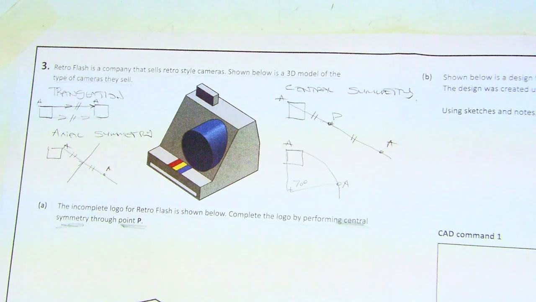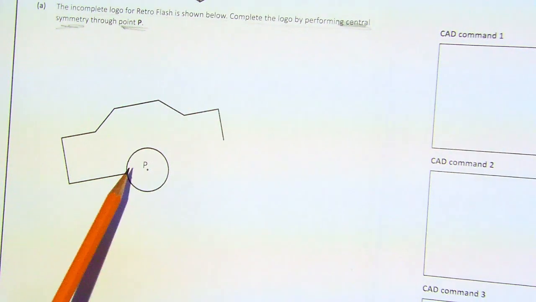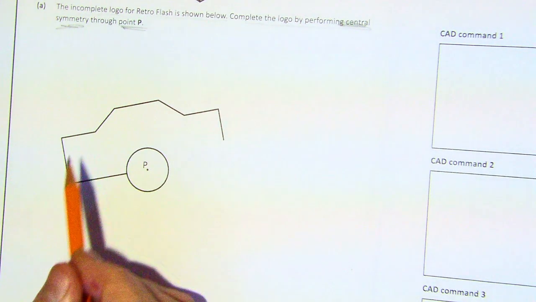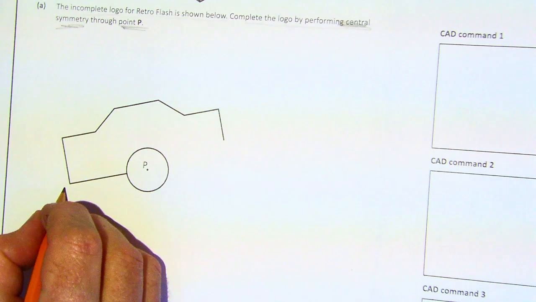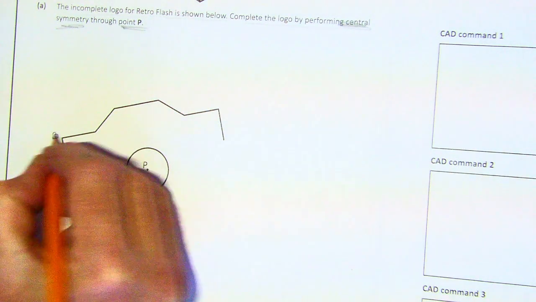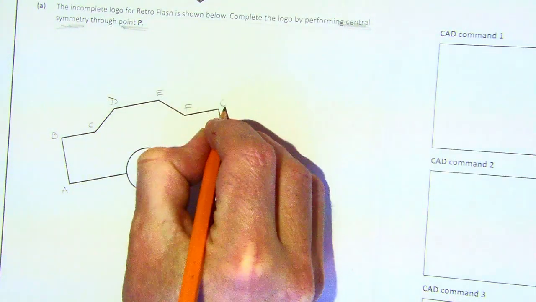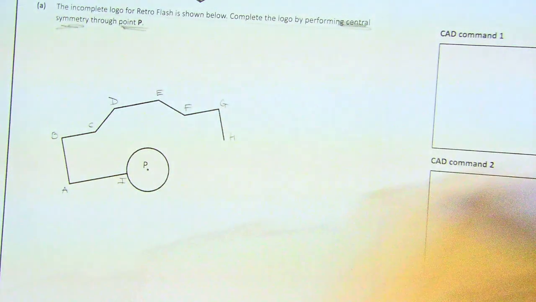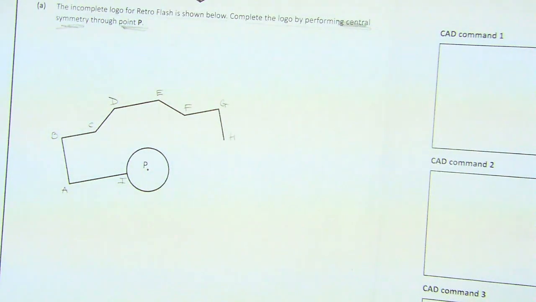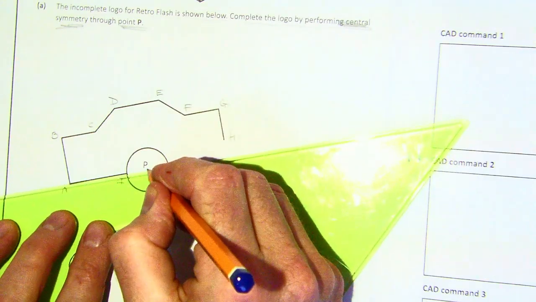So in this question, we're asked to draw the image. Draw a new image of this shape through point P. What I would advise you to do is label all the parts here now. So we're going to go A, B, C, D, E, F, G, H, and maybe I in here. And all these points are going to go through P. So A is going to go through P.